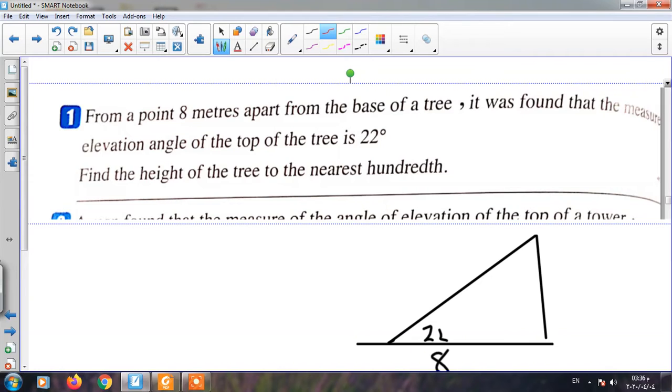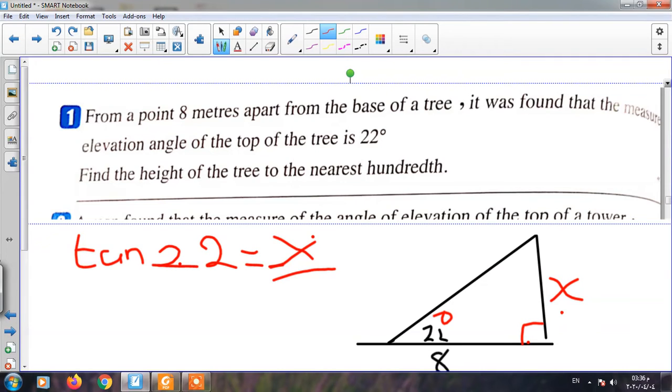What do we have? Find the height of the tree. So he asked you to find the height of the tree, which is called x, for example. Okay. What do we have? We have a right angle, and an angle in the right triangle, and we need the opposite, and we have the adjacent to the angle. So what can we deal with? We are going to deal with tan. The angle tan 22 is going to be x over 8.